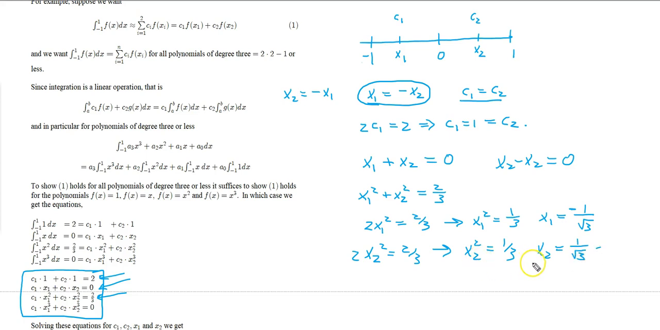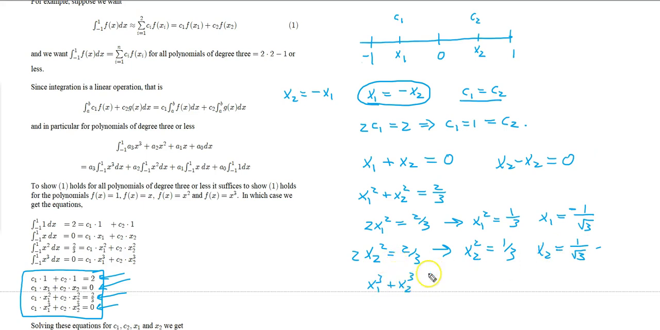Okay. Alright, so we've solved for our c's. We should also check that the third equation actually still holds. We didn't use it. Let's make sure it still holds. So if c1 is 1 and c2 is 1, notice I get x1 cubed plus x2 cubed. That had better be equal to 0, or else our solutions up here are not valid.